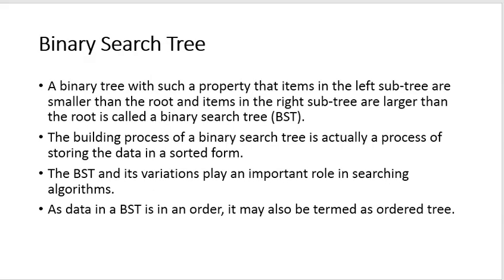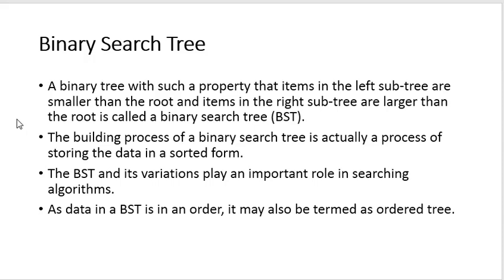Now, what is a binary search tree? A binary tree with such a property that items in the left subtree are smaller than the root and items in the right subtree are larger than the root is called a binary search tree. That means if we have a root, then on the left side we should have nodes smaller than the root, while on the right we have larger ones.